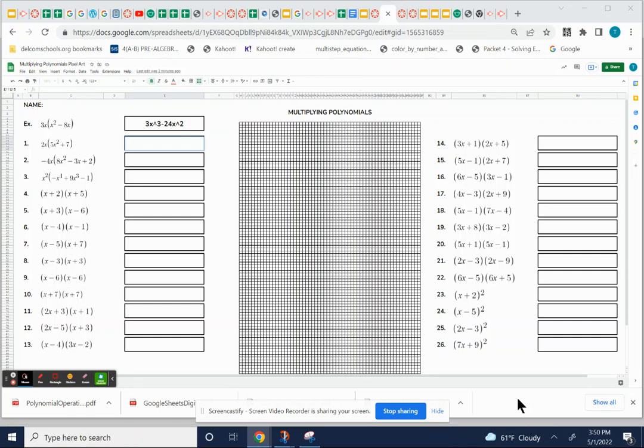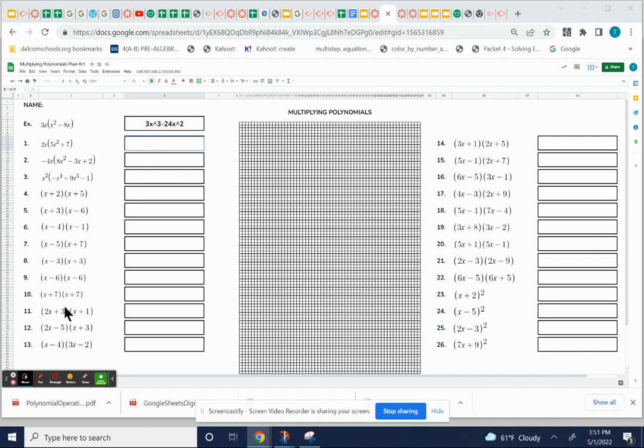Okay, this is over multiplying polynomials. The first three problems are really what we did yesterday, taking a monomial times a polynomial. The part outside is a one-part polynomial, and those are called monomials. So for problems 1, 2, and 3, you just use the distributive property. Remember to multiply the numbers normally and add the exponents.